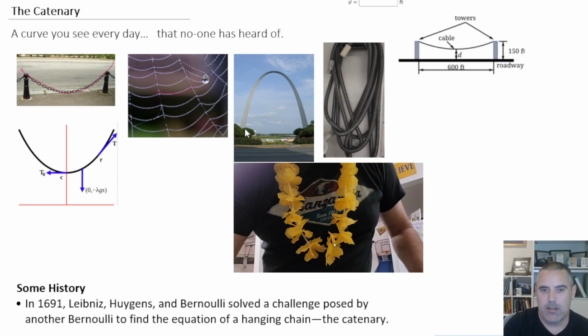When they made the Gateway Arch, they made it a catenary upside down. When you look at the vacuum tubes on the wall of my house, that's a catenary. If you look at that lei hanging around my neck, it is. So how do we define it? What is it?